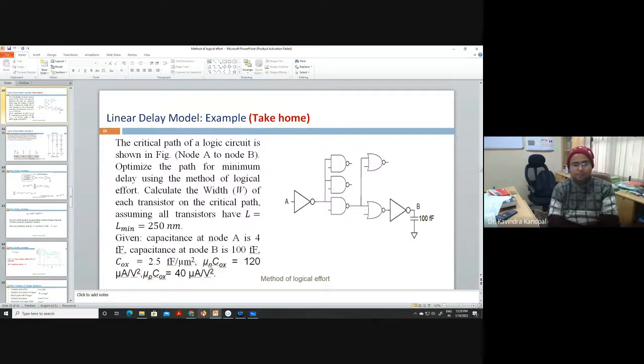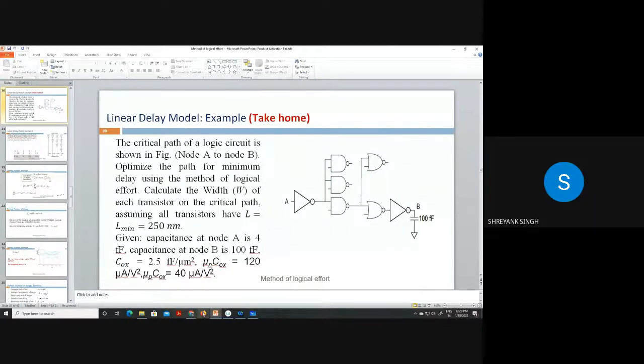You know the current is proportional to W by L. If I keep L fixed, still I can change the width in order to get the required current. Yes or no? Yes, sir. Got it.